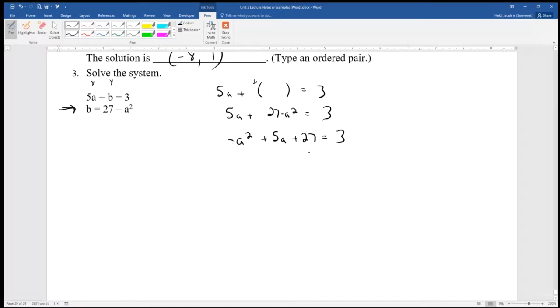I have a quadratic again, so I need to go through the process of solving it. It's harder because I have a negative up here and we've never had to deal with that before, but I'll show you what we do when we get there. First, we need to get a 0 on the right side by getting rid of the 3 there.